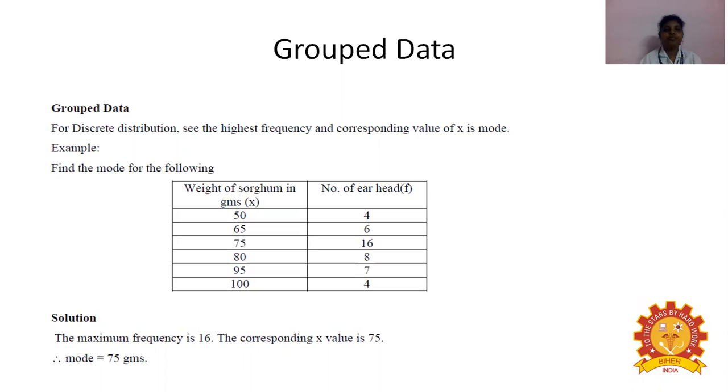Next, grouped data. For a discrete distribution, see the highest frequency, and the corresponding value of x is the mode. Example: find the mode for the following data. Weights of sorghum in grams: 50, 65, 75, 80, 95, 100. Next column, frequency: 4, 6, 16, 8, 7, 4.